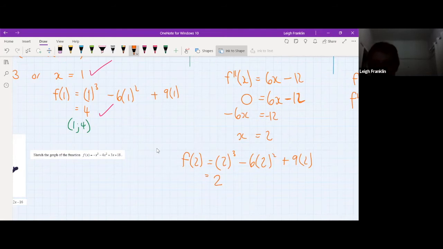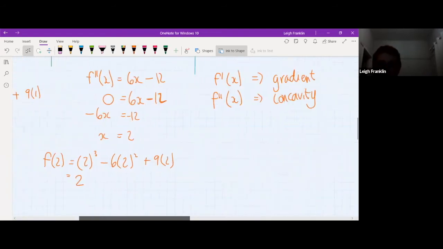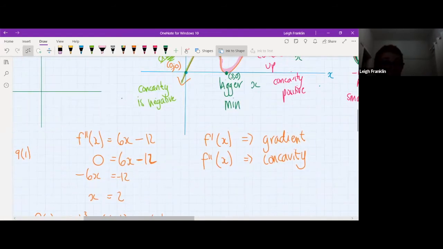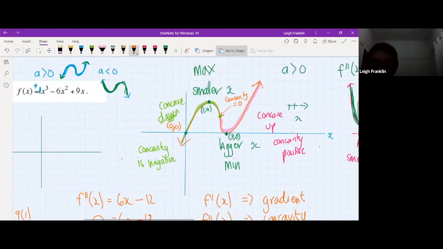So you worked out the y coordinate at the point of inflection, which there's nothing wrong with. Typically, it would just be the x coordinate that we would need for the coordinates at the point of inflection, but nothing wrong with working out the y as well. And we now have the coordinates 2 and 2 at our point of inflection.